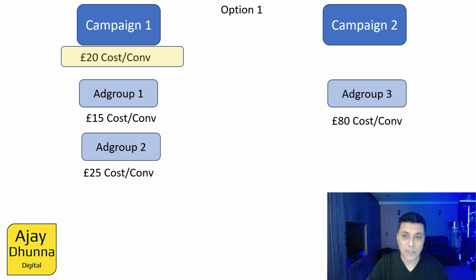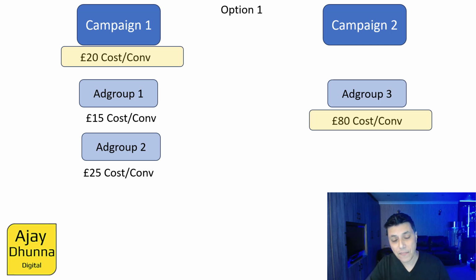Then you're left with another ad group which you've put into a different campaign, and that is converting at £80 cost per conversion. You can carry on optimizing this campaign, but more importantly, you can assign a lower budget to it whilst you optimize, so that it drives better cost per conversions.